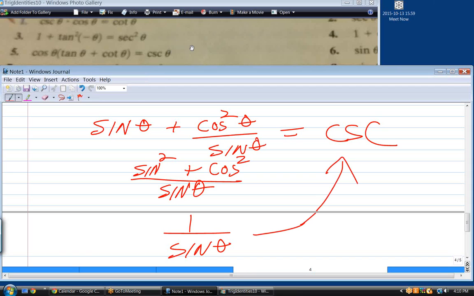So if you get stuck on some of these proving trig identities, just do the algebra. In other words, it wasn't really clear what we needed to do there, but the one thing we could certainly do is add sine theta to cosine squared over sine theta. And when I say add it, I mean find a common denominator and go from there. All right.